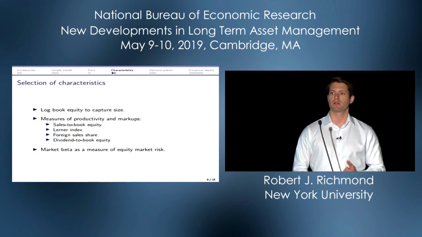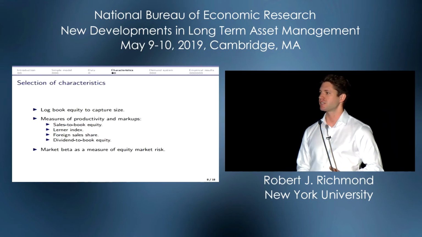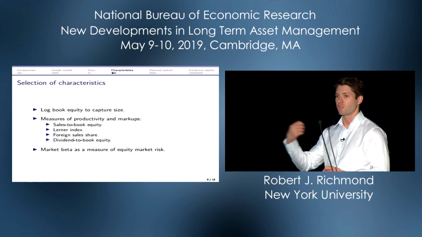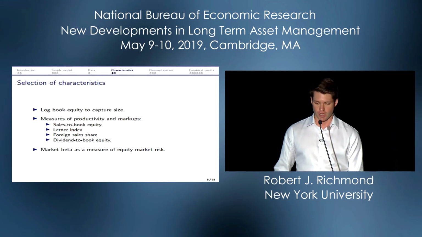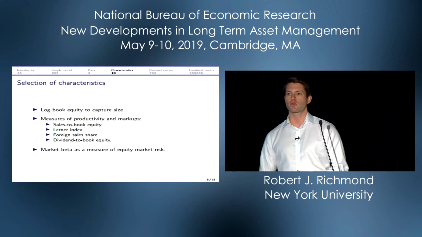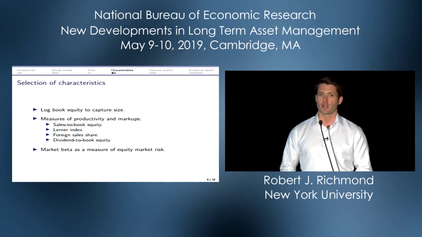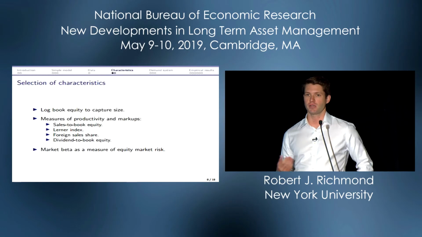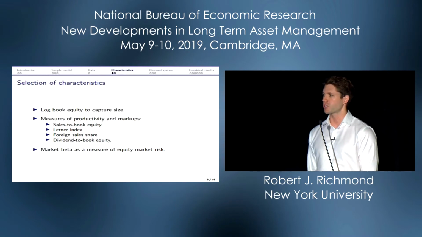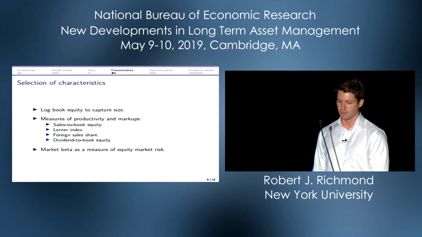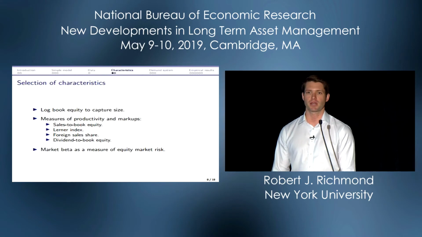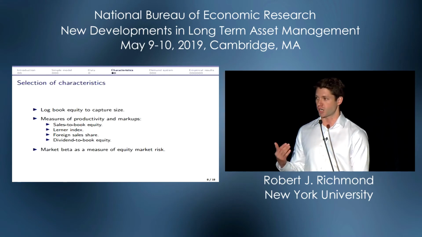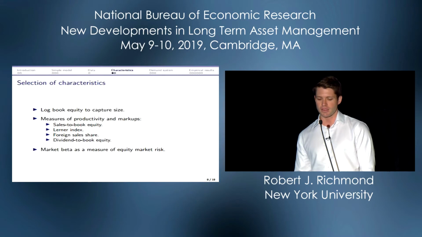All right, the first step in our empirical procedure is to find a set of characteristics that explains the cross-section of valuation ratios as well as forecast future firm profits. What are going to be our characteristics? Here they are. There's going to be 6 of them. We're going to use log book equity, which is going to capture some size effect. And then our next 4 are going to be related to measures of productivity and profitability at the firm level. We'll use sales to book as a canonical measure of productivity, the Lerner index, which is just operating income to sales, foreign sales share, which is motivated by the trade literature, which suggests that only the most productive firms choose to export. And then as a measure of risk, we'll use market beta as a canonical measure of equity market risk.